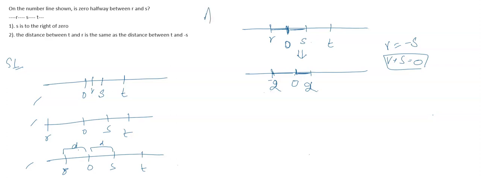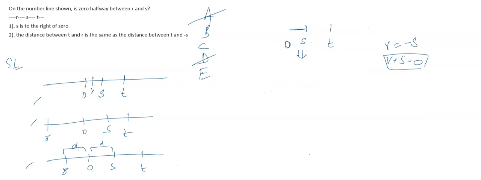So out of the options A, B, C, D, E, your answer cannot be A, your answer cannot be D. Okay. And now let's look at the next statement. Let me just rub this very quickly.